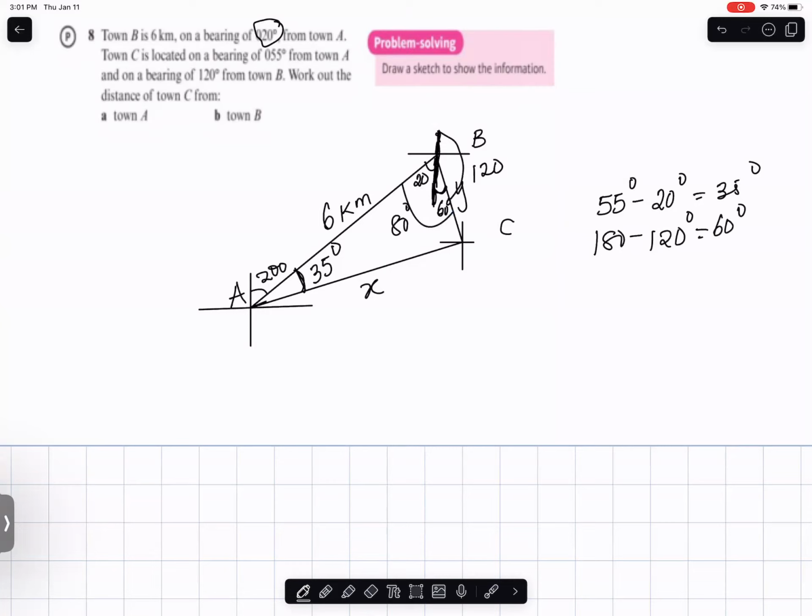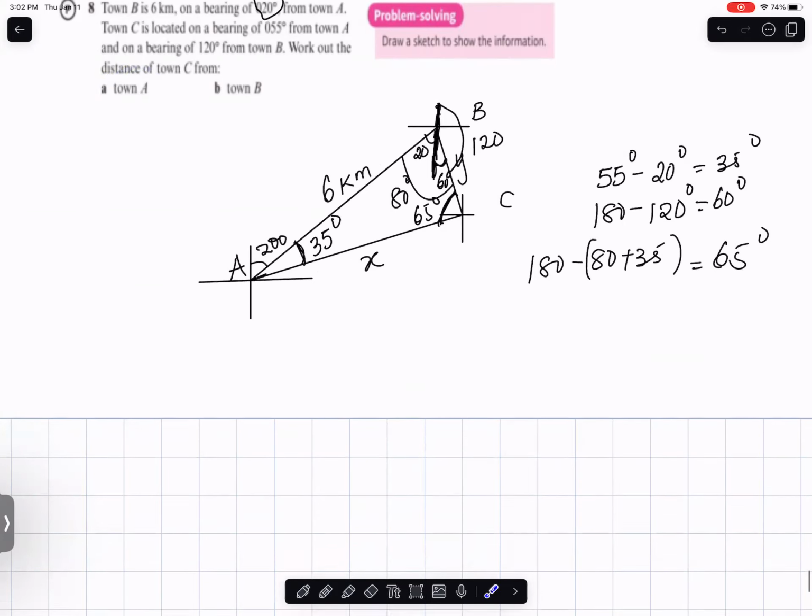So having gotten this side, we can apply our sine rule, or we can find the remaining angle here, this last angle here. So we have 180 minus 80 plus 35. So we have 180 minus 80 plus 35, that will give us 65 degrees. So the angle at this point is 65 degrees. So we can proceed from there to find our first question: find the distance of town C from town A.